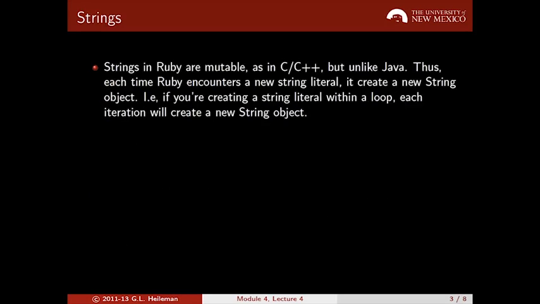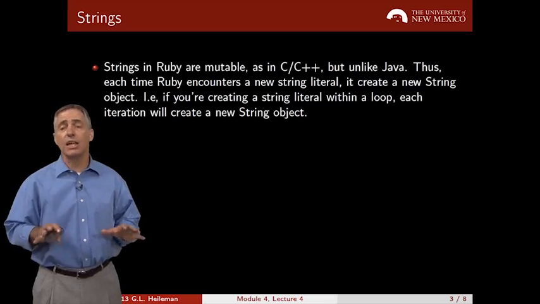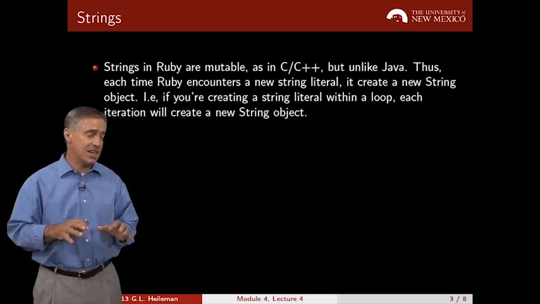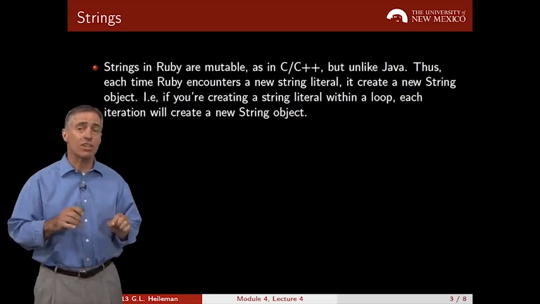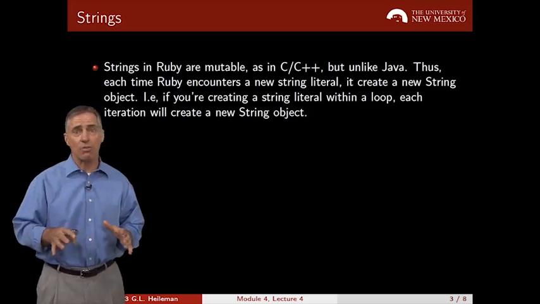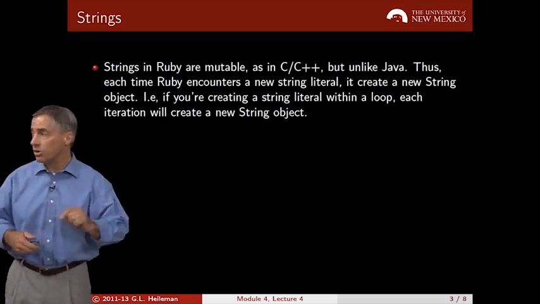Now, unlike C++, strings in Ruby are mutable, but this is not like Java. So you have to understand that each time Ruby encounters a new string literal, it actually creates that. So you have to be careful if you're creating strings inside of loops. Every iteration of the loop is going to create a new string.